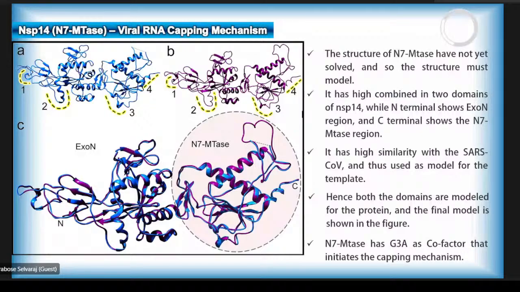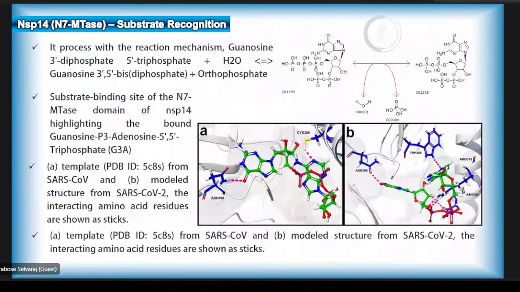So in this condition, we have checked what are the similar things. We have found out similar things to check. We found out one extra loop also, so we thought that is the capping system which is not available in the SARS-CoV. And there is a cofactor conversion from G3A to G3T. So this cofactor is the main role which is raising in the particular protein more functionally.